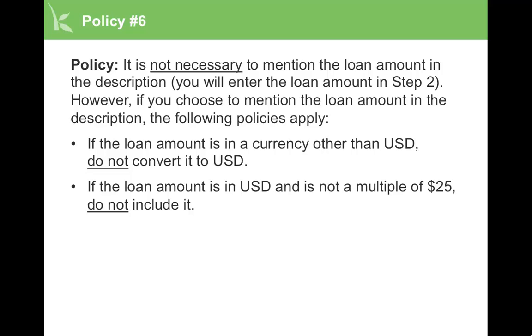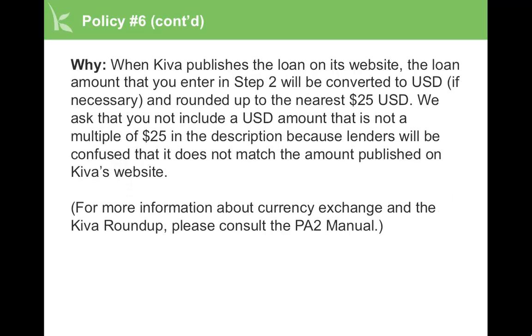If the loan amount is in a currency other than US dollars, do not convert it to US dollars. If the loan amount is in US dollars and is not a multiple of $25, do not include it. When Kiva publishes the loan on its website, the loan amount that you enter in step 2 will be converted to US dollars if necessary and rounded up to the nearest $25.